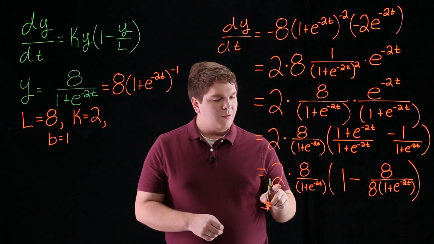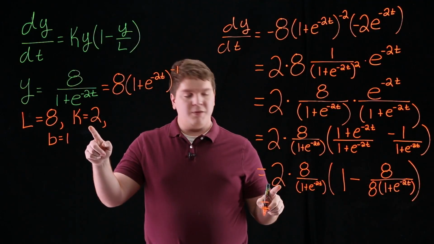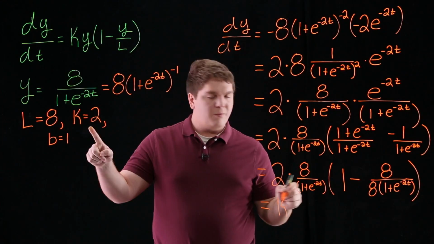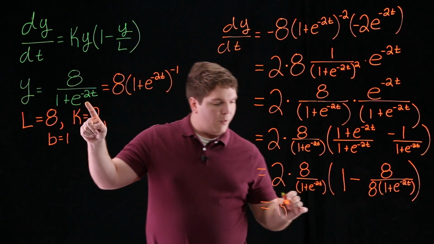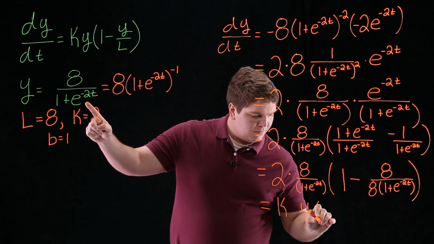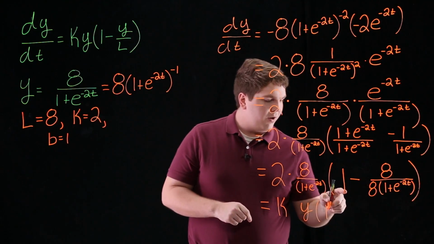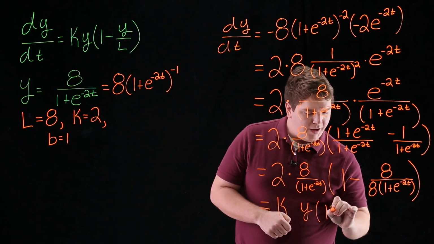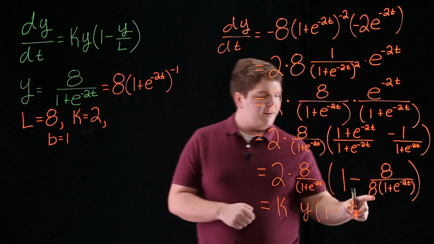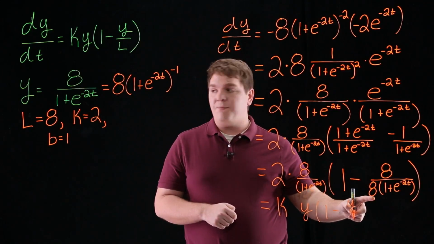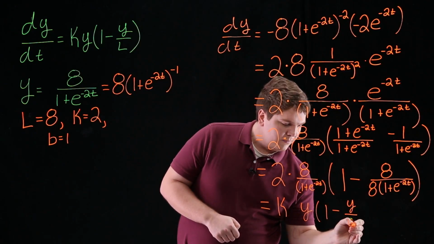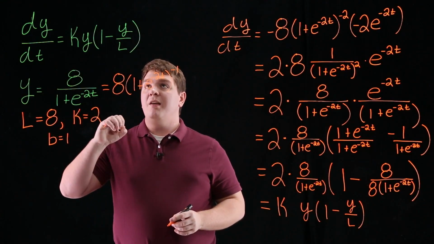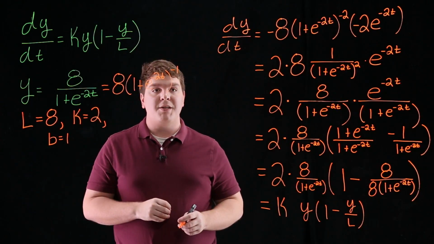So looking back, we said that 2 was equal to k. 8 divided by 1 plus e to the negative 2t was y. Here we have a 1. And 8 divided by 1 plus e to the negative 2t was y. And we still had to divide by this 8, which we already said was L. So we've shown that y is a solution to this logistic differential equation.